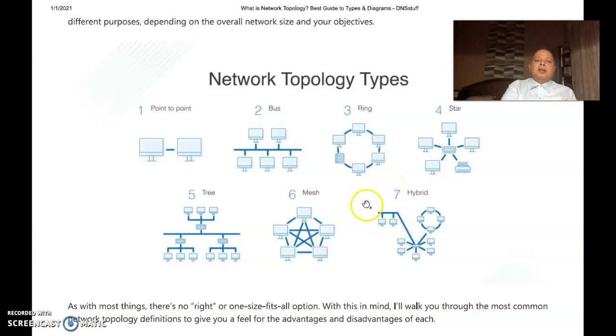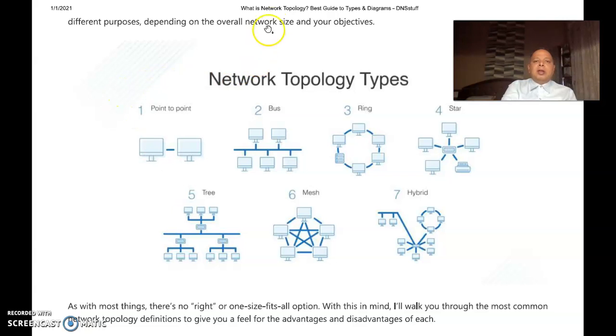And you can also see that the names are given on the basis of the shapes, on the basis of the arrangement of the physical devices, the cables, the nodes. For instance, ring means it resembles a ring. Star means it resembles a star. A tree means it resembles a tree. So in this way, the names are given to the networks. And most important, the practical networks might differ from the theoretical ones.